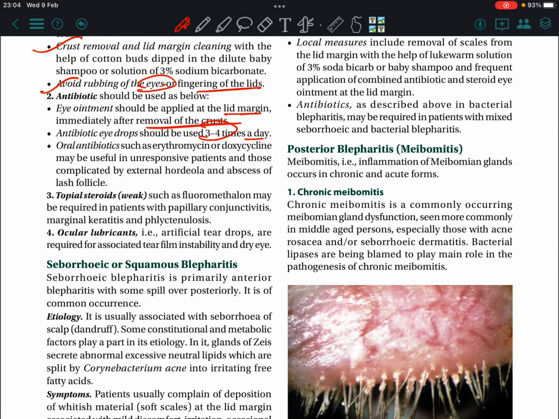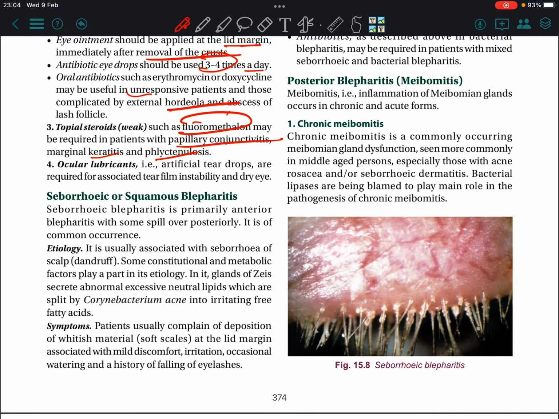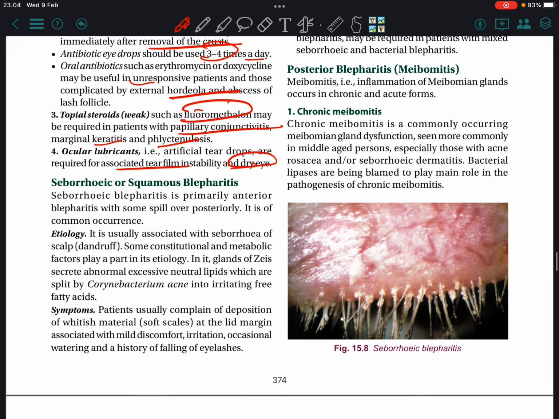Oral antibiotics such as erythromycin, doxycycline may be useful in unresponsive patients and those complicated by external hordeola and absence of lash follicle. Topical steroids such as fluorometholone may be required in patients with papillary conjunctivitis, marginal keratitis, and phlyctenulosis. Ocular lubricants. Artificial tear drops are required for associated tear film instability in dry eye.